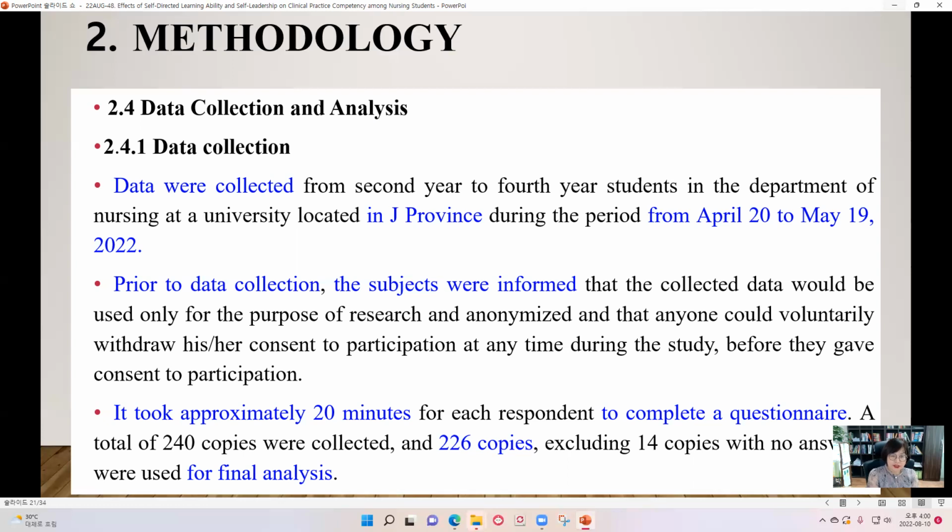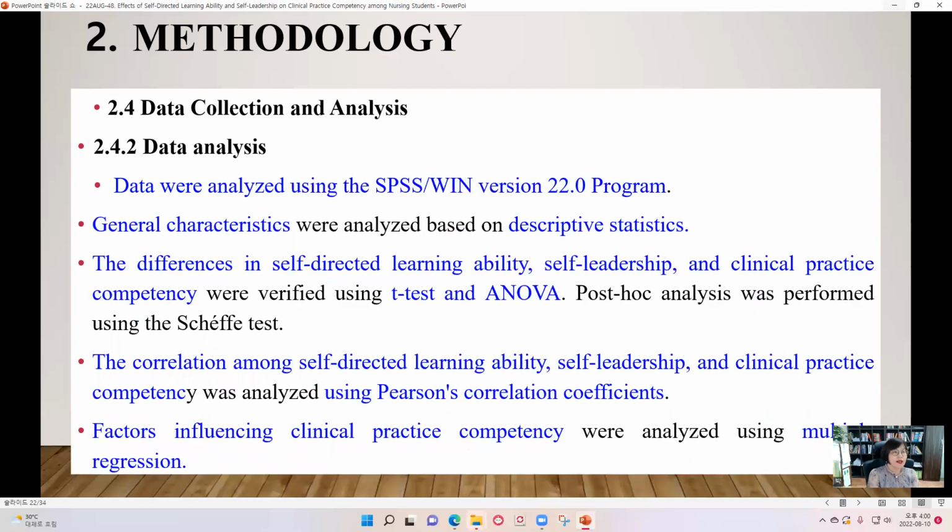The final analysis used 226 copies. Data were analyzed using the SPSS Windows version 22 program. General characteristics were analyzed using descriptive statistics, and the differences in self-directed learning ability, self-leadership, and clinical practice competence were analyzed using t-test and ANOVA.